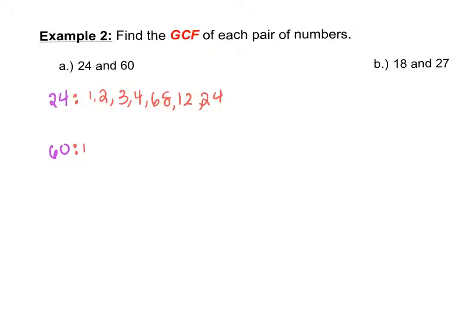For 60, I would start with 1 and 60, 2 and 30, 3 and 20, 5 and 12, 6 and 10. Then you look to see which is the largest that they have in common. So I noticed that they have 1, 2, 3 in common, they have 6 in common, 12. 12 is the largest one that they have in common. So the GCF, or the greatest common factor, is 12.